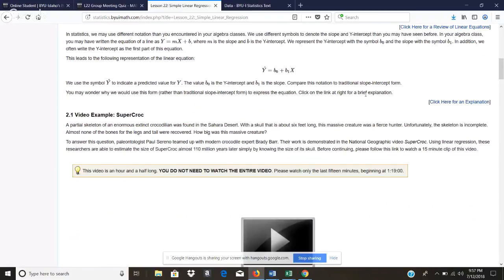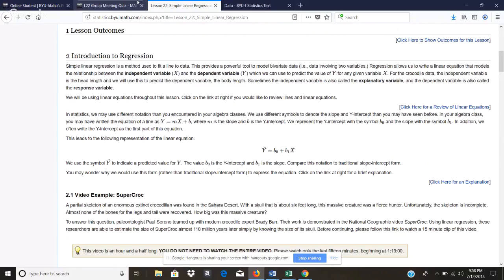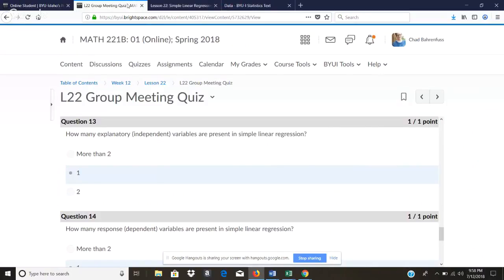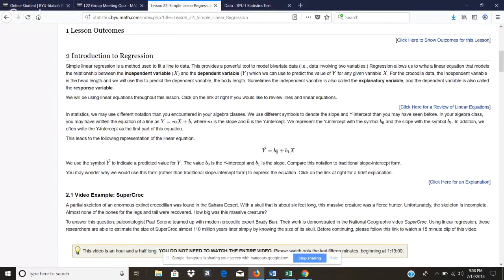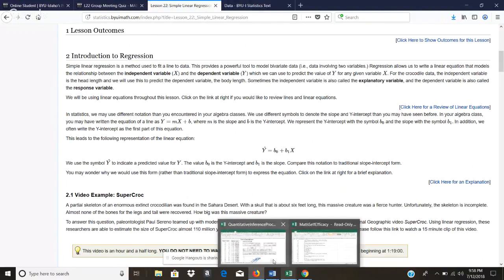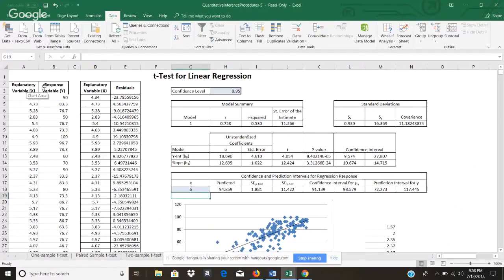Use more than one predictor to learn. Nobody we want to predict. What was the question? It's how many explanatory independent variables are present in there, and then how many response. You basically have 1 and 1, because if you look at the data, you have an explanatory variable, which is 1, then you have a response variable, which is 1. So this is 1, this is 1.